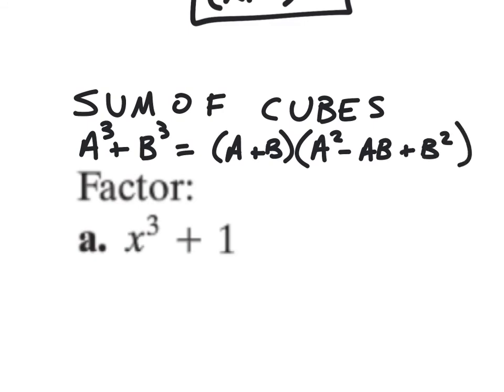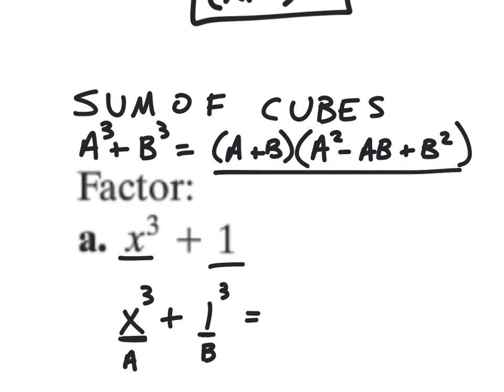So in this case, what I have is x cubed, and I have plus 1. X cubed obviously is a perfect cube, but 1 is also a perfect cube, and I can rewrite that as just 1 cubed. So this x is like my a, and this 1 is like my b. And I'm going to factor this. If I have sum of cubes, here's my formula to factor that.